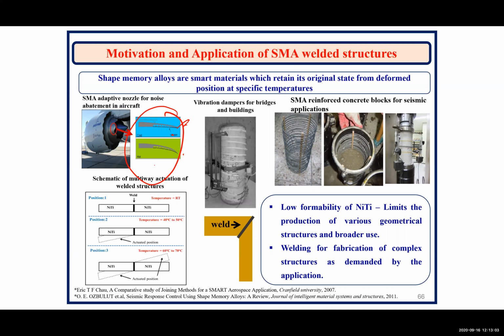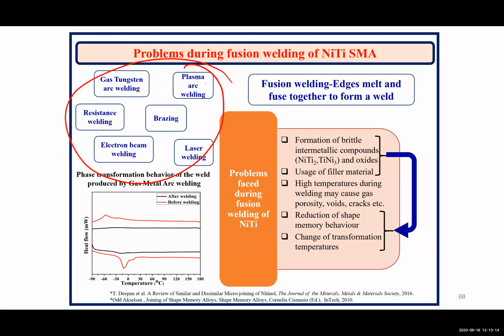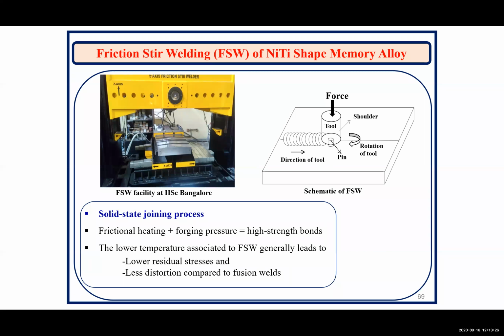But the major challenge which was being addressed was the welding of these shape memory alloy structures, which we have addressed. So these are some of the conventional welding methods through which shape memory alloy welding has been demonstrated. But the problem is, wherever they have demonstrated, they could do a welding, but it was losing its shape memory alloy behavior. So we took friction shear welding as our welding concept, and we went for a shape memory alloy welding for this structure.